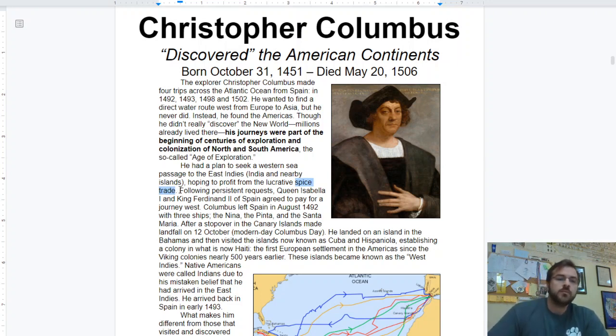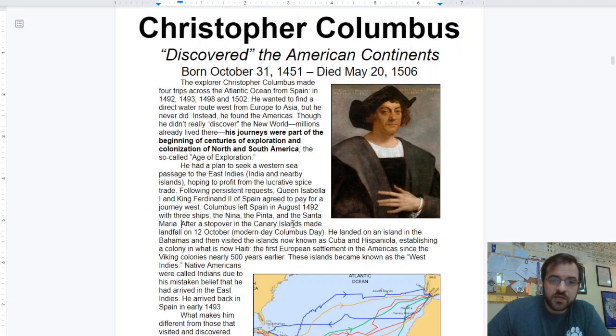But getting there to India was very difficult, so he said, I'll go across the ocean instead, not knowing there was something in the way. North and South America. So following his persistent requests, Queen Isabella I and King Ferdinand II of Spain agreed to pay for a journey west. Columbus left Spain in August 1492. So in 1492, Columbus sailed the ocean blue with 3 ships. His ships were called the Nina, the Pinta, and the Santa Maria.